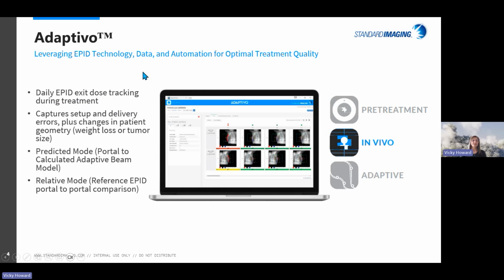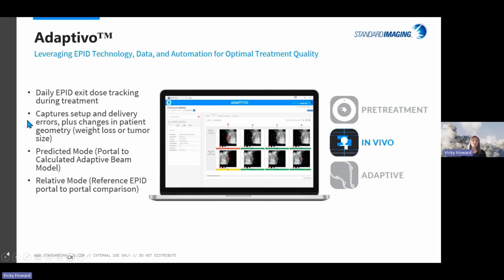So Adaptivo really does a great job allowing you to leverage the EPID technology that's already existing on your accelerators, and then bundle with that data and automation to really allow you to optimize treatment quality throughout your treatment. As I mentioned, it's daily EPID exit dose tracking during treatment. And today, I'm going to just focus on the In Vivo module. We do have a pre-treatment module that measures the epidosimetry without the patient in place, and then the 2D In Vivo module is during treatment.